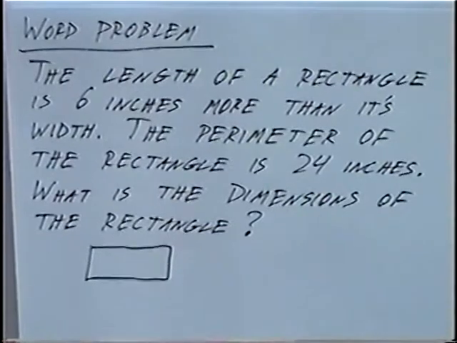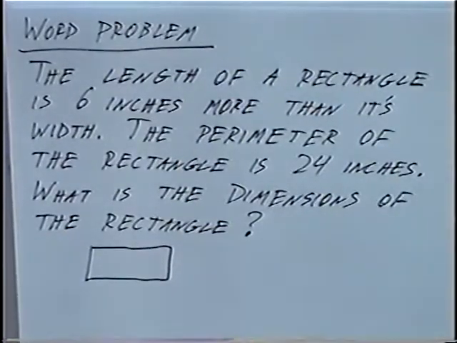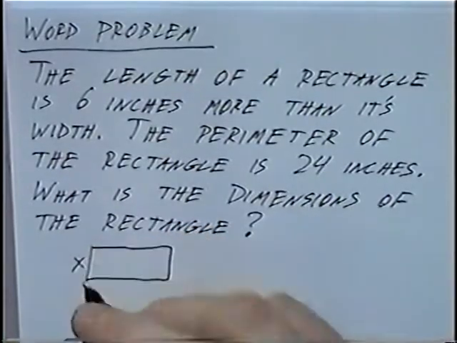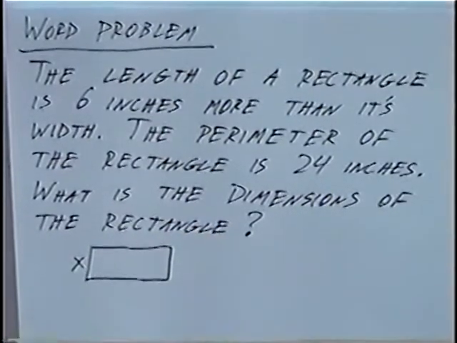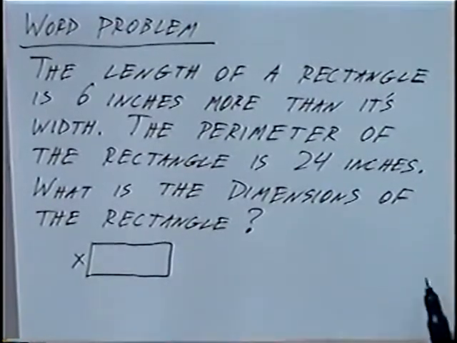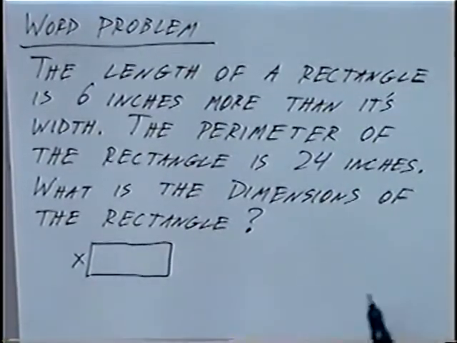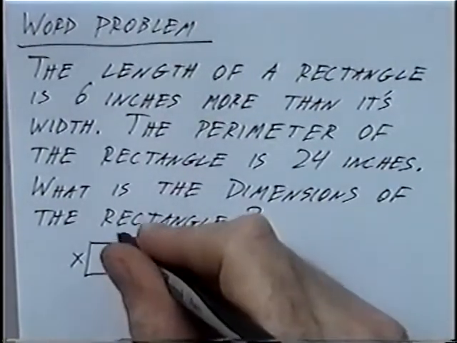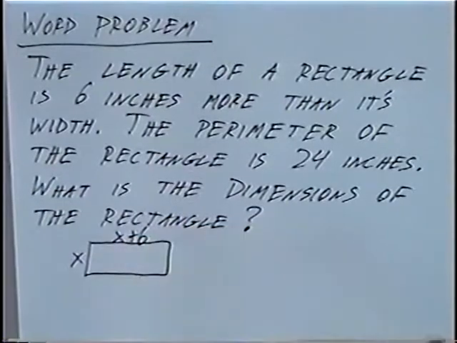The first part of the sentence says the length of a rectangle is 6 inches more than its width. What we can do is put x on one side of the rectangle, since we do not know the width of the rectangle. But the length of the rectangle is 6 inches more than the width, or 6 inches more than x. In terms of x, that would be x plus 6.